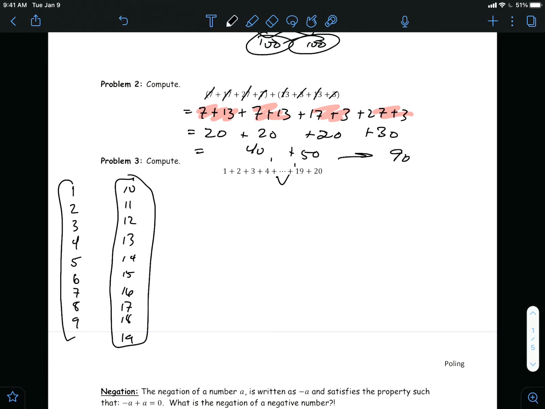Okay, I would think most people probably have this. Do we know what the sum of all that is? The left side? 9 plus 8 plus 7 plus 6 plus 5 plus 4 plus 3 plus 2 plus 1. Do we know what the sum of that is?